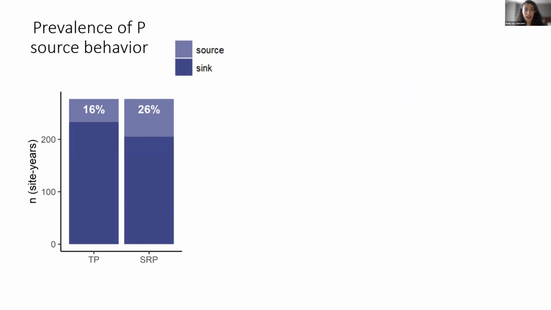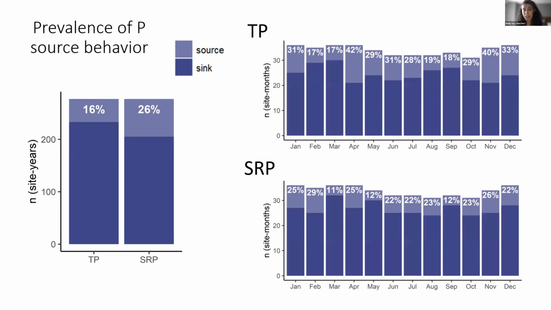Diving into results, so this is the proportion of those 277 site years of wetlands that are acting as a phosphorus sink versus a phosphorus source. You can see 16% of wetland site years are acting as a source for total phosphorus, and that number is even higher, 26% for soluble reactive phosphorus, that more bioavailable, potentially more harmful form. So I think that's a finding that we should really be paying attention to. We see that in all months of the year as well, though this is a much smaller subset of the data.